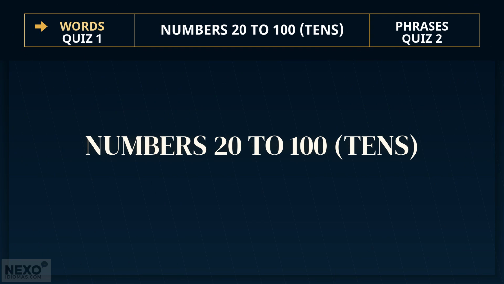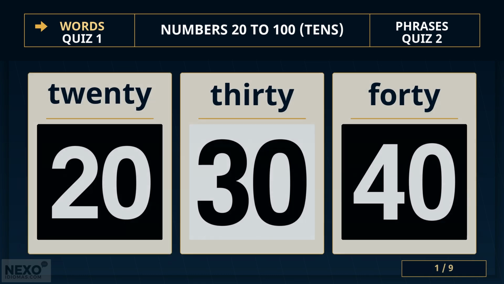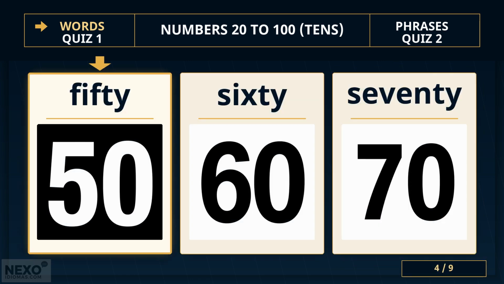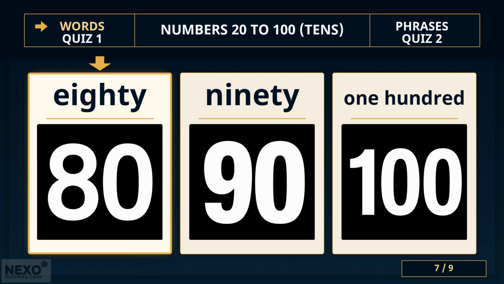Numbers 20 to 100, tens. 20. 30. 40. 50. 60. 70. 80. 90. 100.